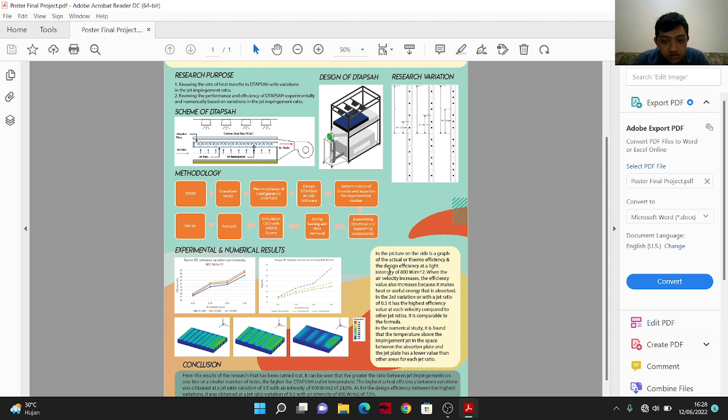In the numerical study, there are three temperature contours of the 3D section of DTAP-SAH. It is found that the temperature above the jet impingement, in the space between the absorber plate and the jet plate, has a lower value than other areas.